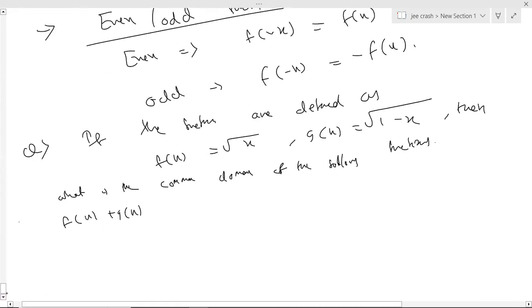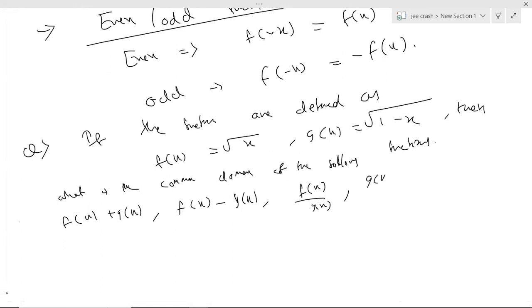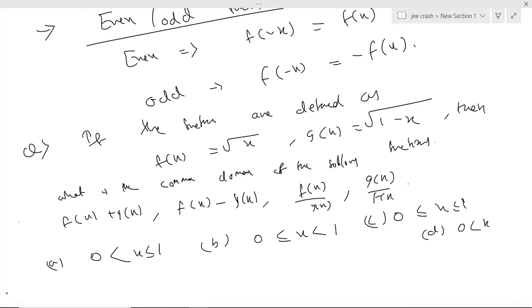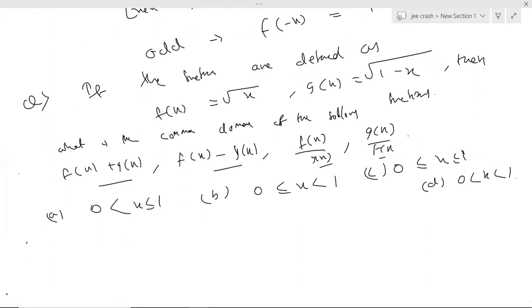f of x plus g of x, f of x minus g of x, f of x upon g of x, g of x upon f of x. Option A is 0 less than x less than equals to 1, B is 0 less than equals to x less than 1, C is 0 less than equals to x less than equals to 1. Alright, आपको इन सब का कॉमन डोमेन निकालना है. And this is JEE Mains 2021. Very simple question.